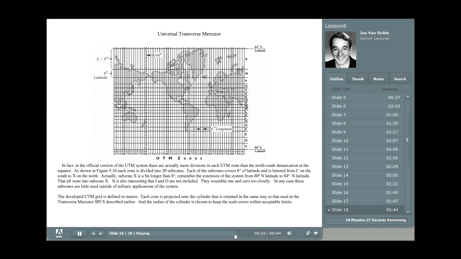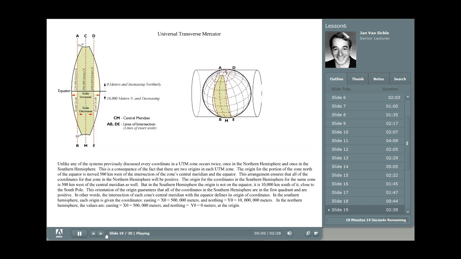Now, the development of the UTM grid is defined in meters. Each zone is projected onto the cylinder that is oriented in the same way as is used in transverse Mercator state plane coordinate systems, as we talked about. And the radius of the cylinder is chosen to keep the scale errors within acceptable limits.